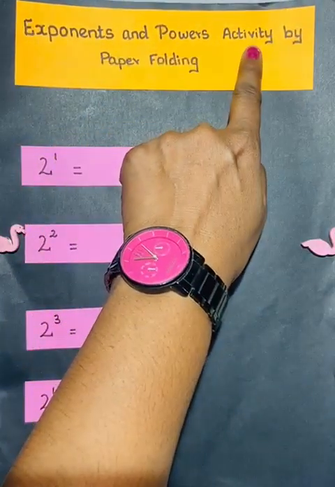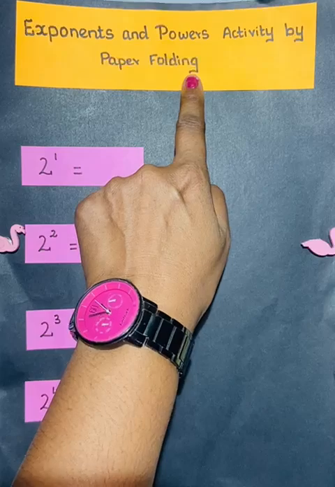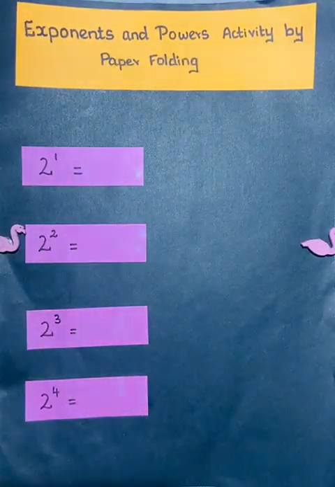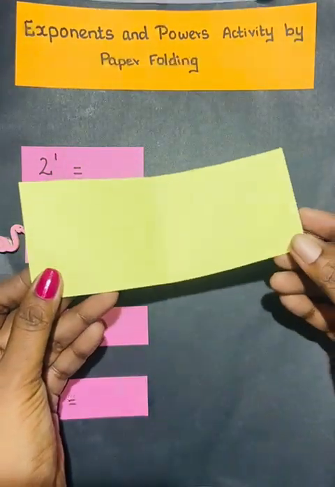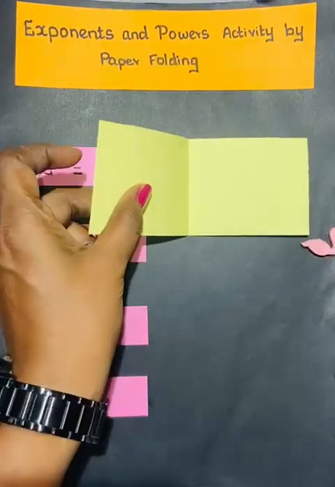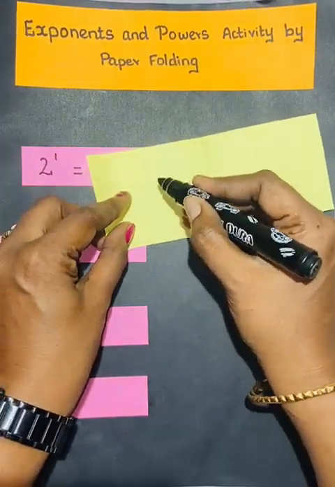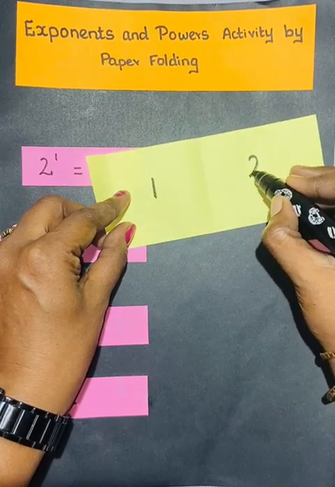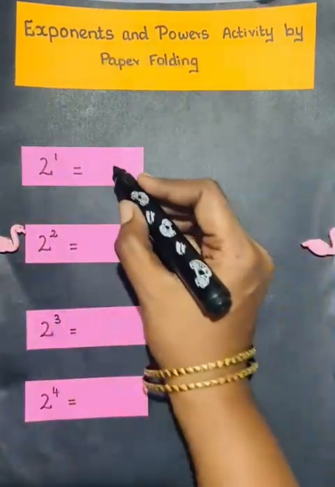Exponents and Powers activity by paper folding. First one, 2 to the power 1. So you have to take the paper and fold 1 time. Now open. 2 to the power 1. How many? 1, 2. So the answer is 2.